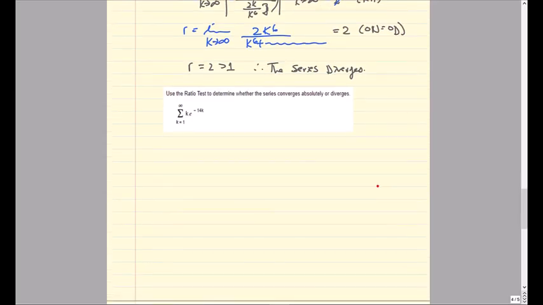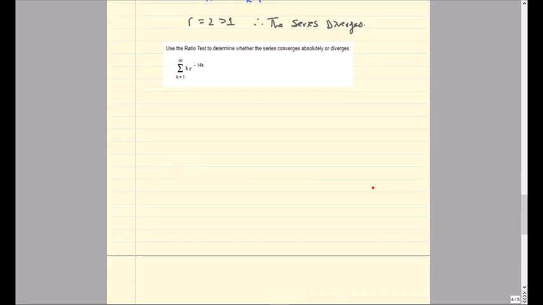So here they're asking us to use the ratio test again. And with the ratio test, they're looking at answering the question, does this converge absolutely or diverge? Those are our two options here. So I think what I'd like to do is rewrite this. So let's go ahead and rewrite this. Let's go k equal 1 to infinity. And that would be k over e to the 14k.